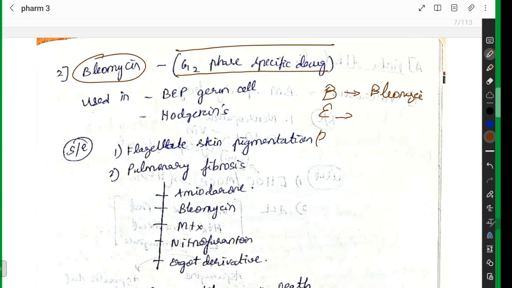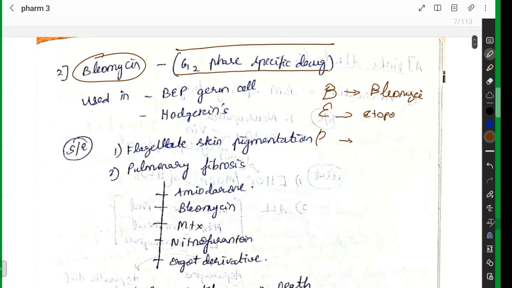Dinesh, Afif, and others, can you put in the chat box what E stands for? Pradap is also there. What does E stand for? Just now I discussed. Come on. E stands for etoposide. Excellent. Etoposide is going to inhibit what phase?